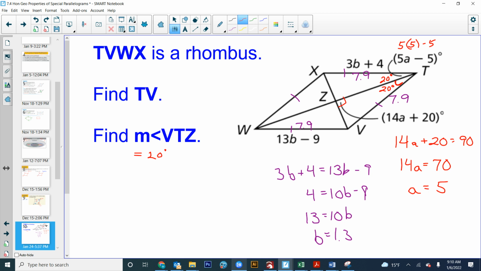What's big angle T? 40. What's big angle V? Supplementary to 40. 140. What's big angle W? 40. What's big angle X? 140. Okay.